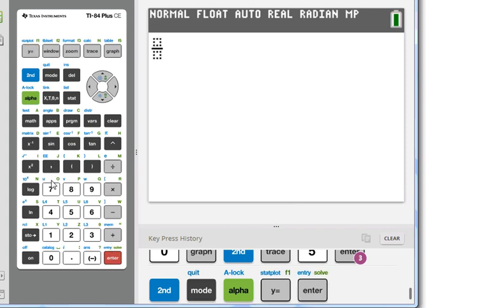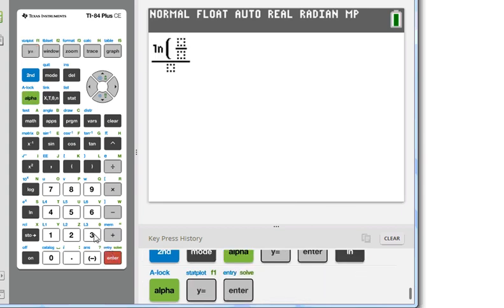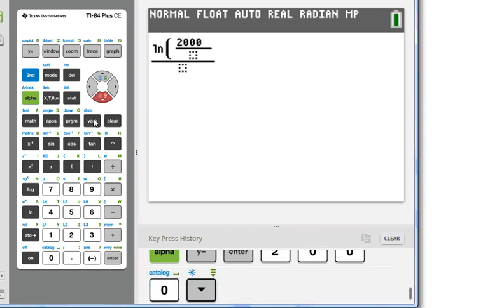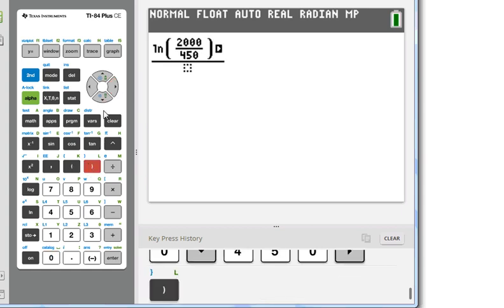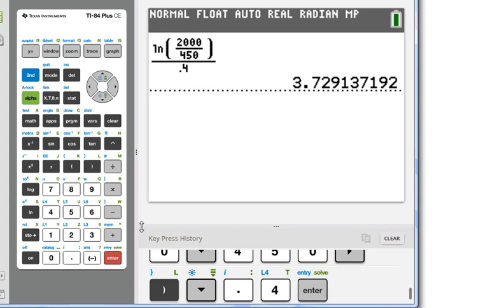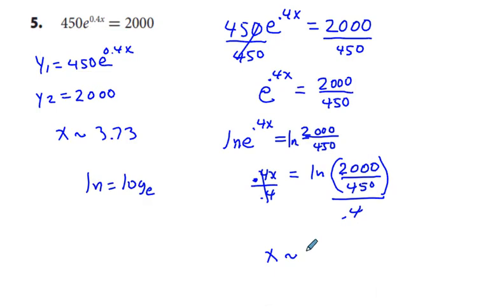So we have the natural logarithm of 2,000 divided by 450, and we divide that by 0.4. We should get our same answer. Yeah, about 3.73. So this is an algebraic verification of the graphical solution.